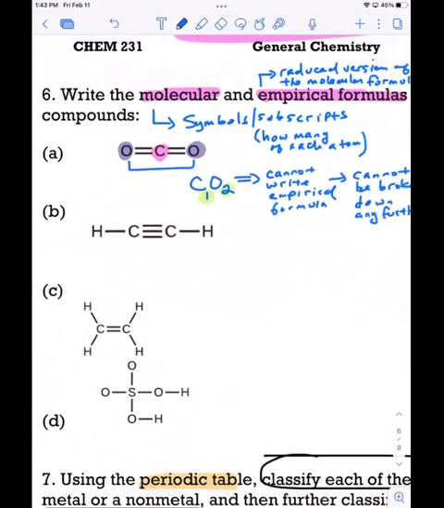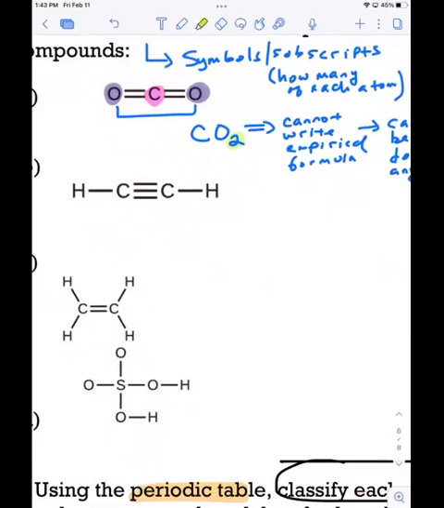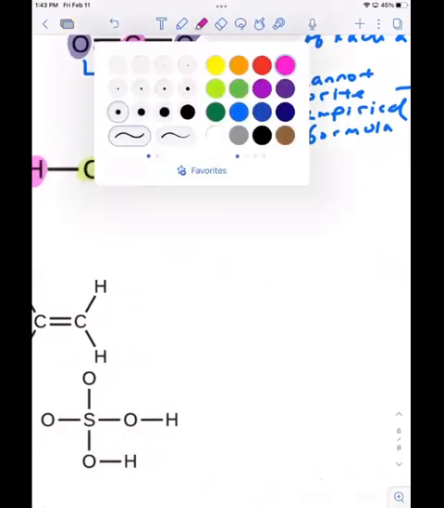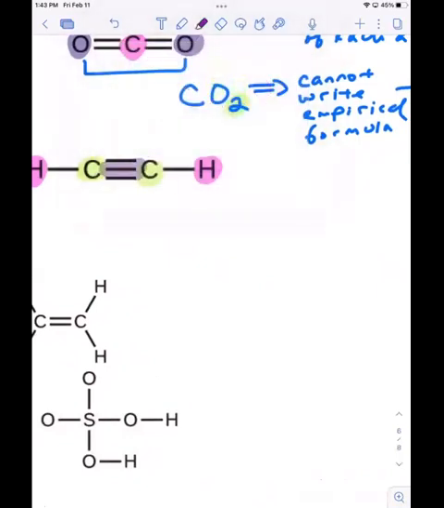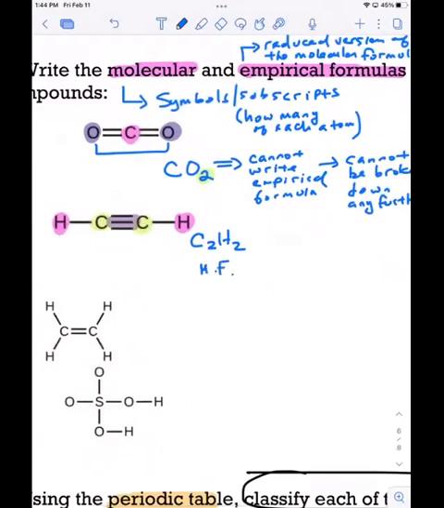All right, let's go to B. I'm going to erase this 1, 2, because we don't need it. I don't want you to get in the habit of doing that. B, how many carbons do we have? 2. 2 carbons, all right. How many hydrogens? 2. 2 hydrogens, right? So the molecular formula for this compound is C2H2. That's my molecular formula.